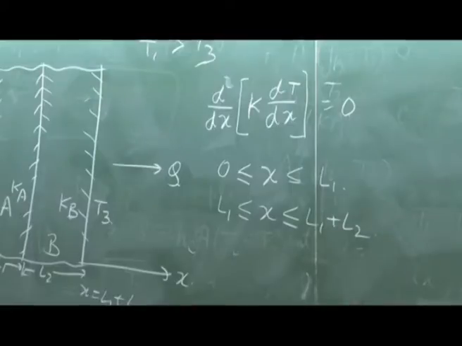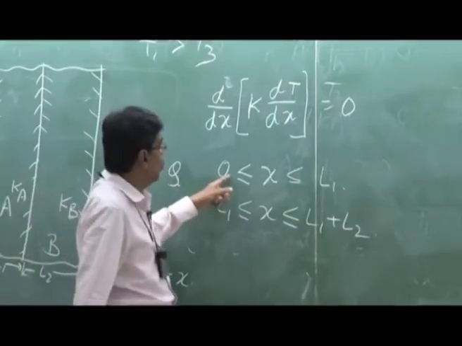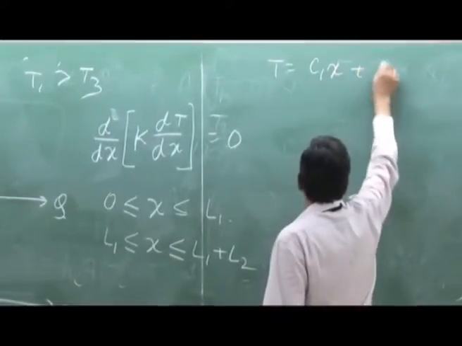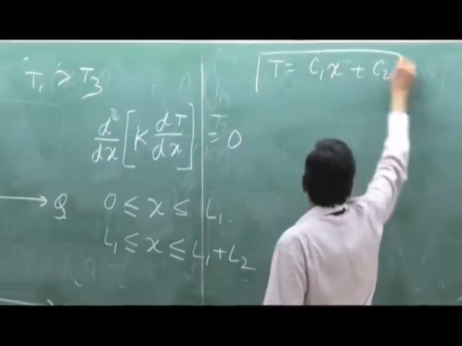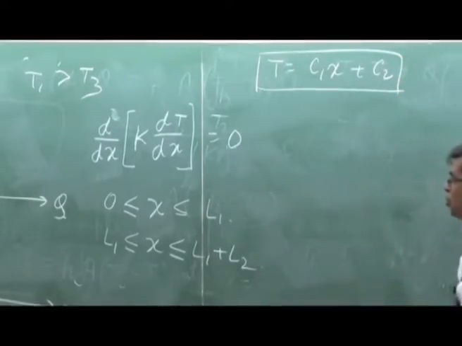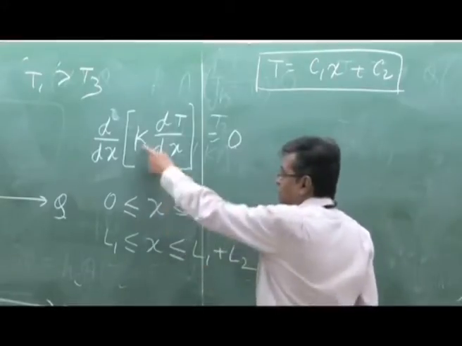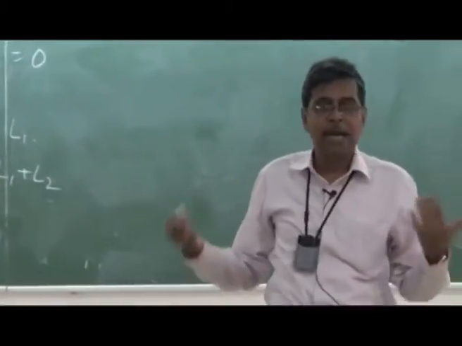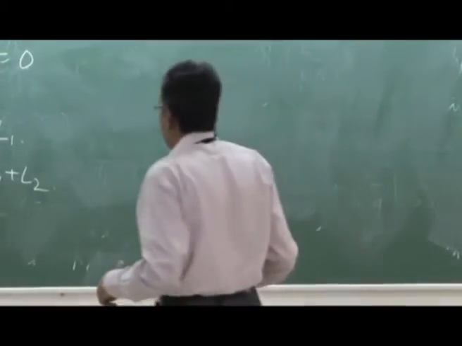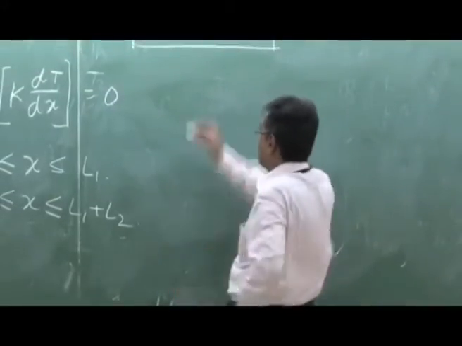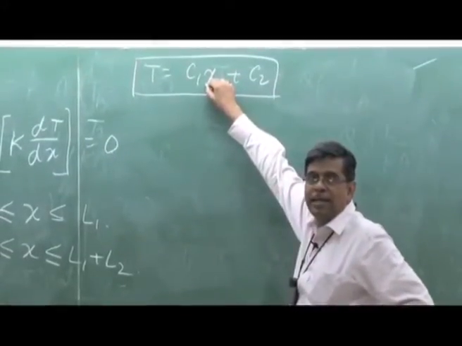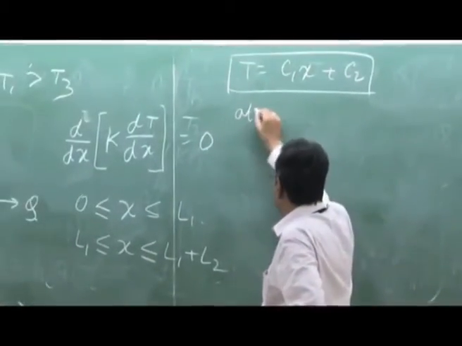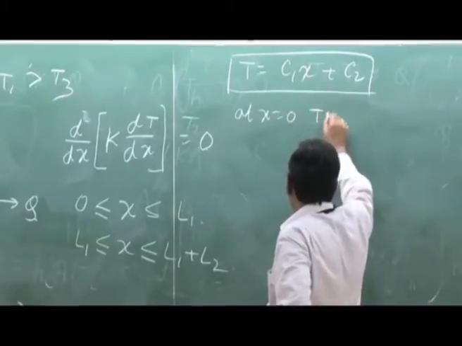And if you solve the first one with the boundary condition, T is equal to C1 x plus C2. This is the general solution for constant thermal conductivity. When we solve in this domain, thermal conductivity is constant, equal to Ka. Similarly, in L1 to L1 plus L2, it is Kb, constant. So T is a linear function of x, C1 x plus C2. Now for the first one, at x equals 0, T is equal to T1.